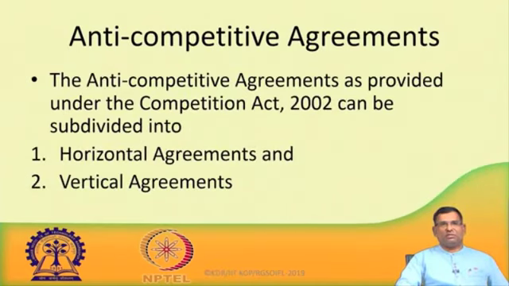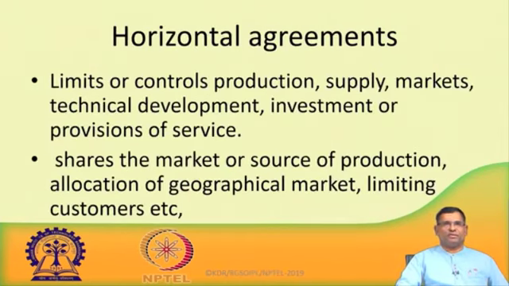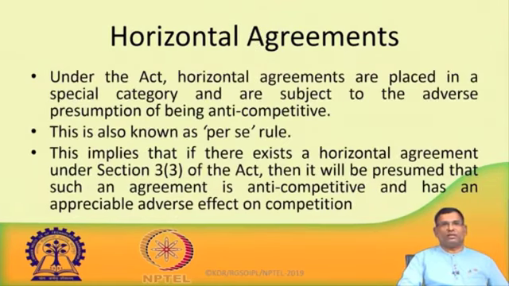As I already told you, the Indian Competition Act has divided these agreements into two categories: horizontal agreements and vertical agreements. Basically, the horizontal agreements are to control production, supply, markets, technical development, investment or provision of service. They also share the market and sources of production, allocate geographical markets, and limit customers, and all these are against the basic principles of competition in the market. So, these horizontal agreements will be considered in detail.